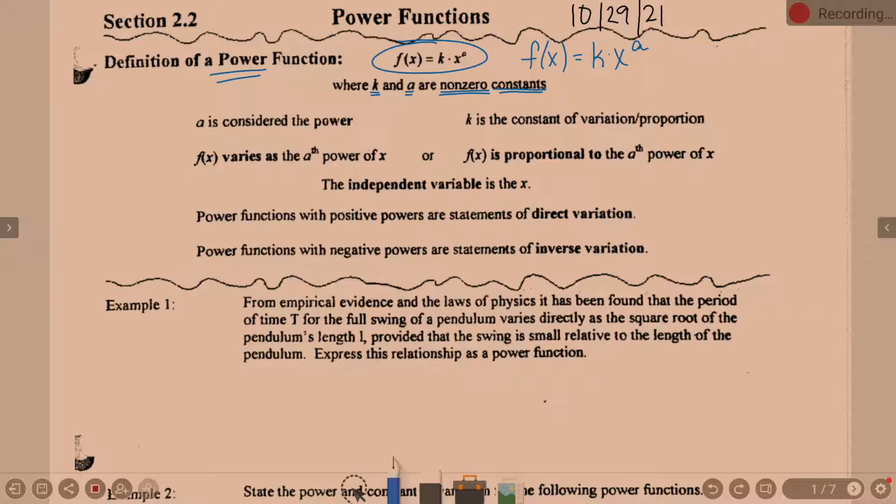Non-zero constants means they can be anything but 0. So if k is 0 or a is 0, it's not a power function. Otherwise, it's a power function. So basically, x to any power except 0 falls into the definition of a power function. Notice a is considered the power, of course, and k is the constant of variation, which should sound a little familiar to some other topics we had in Algebra 2. Constant of variation or proportion.